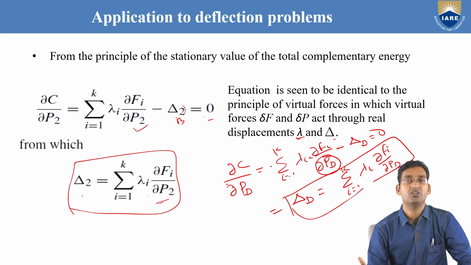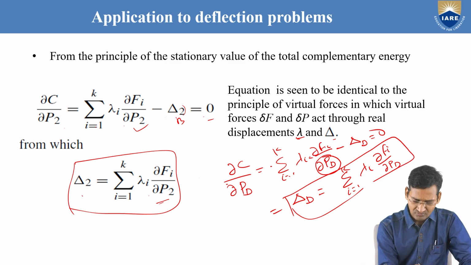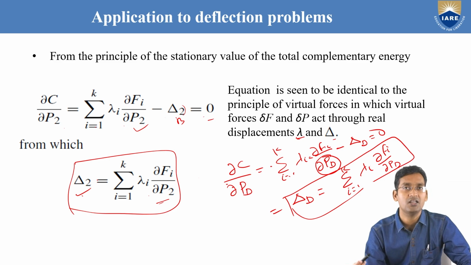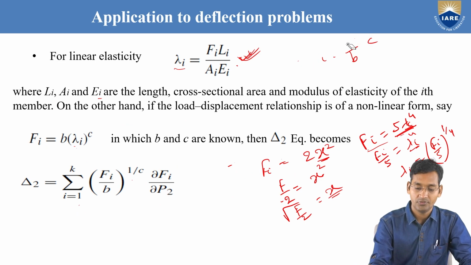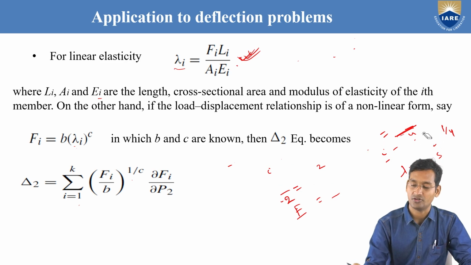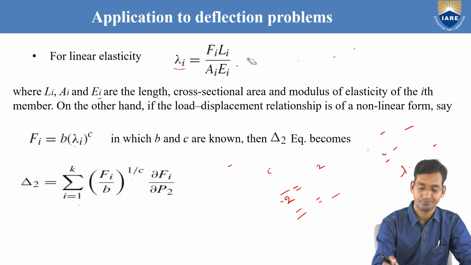The same will apply, just depending on which point you are considering. At that point, you have to take the force acting there. That's why I just took the normal delta 2 P2. So here delta B PB, delta D PD. Then next put the lambda i value. Lambda i is Fi Li by AE, that is for the linear one.